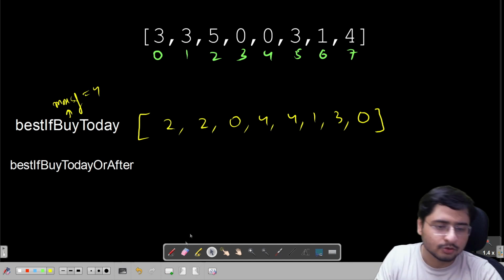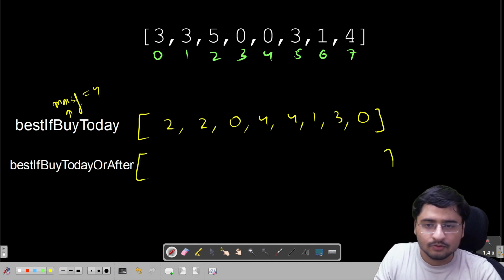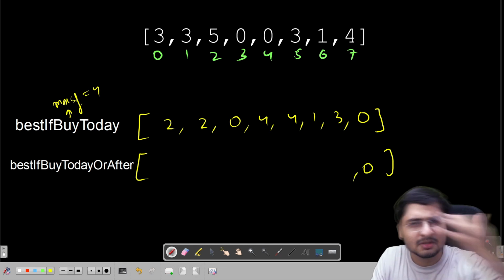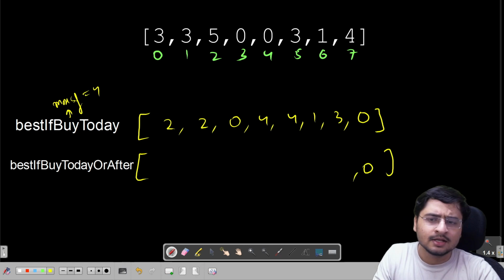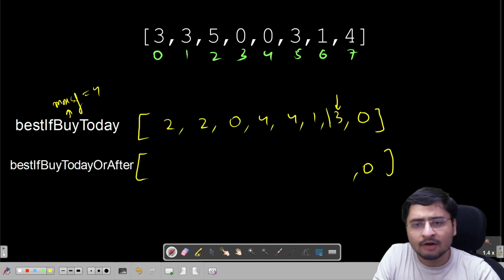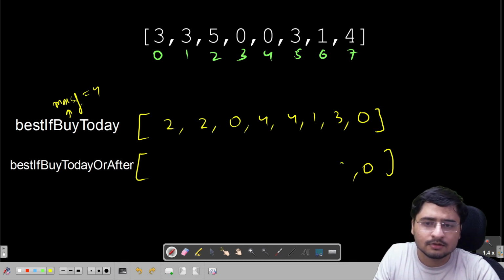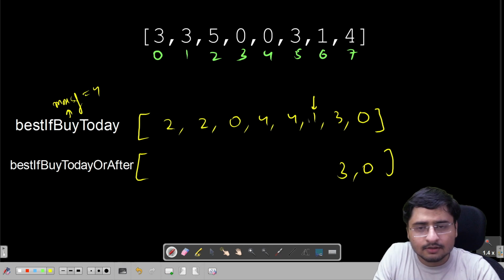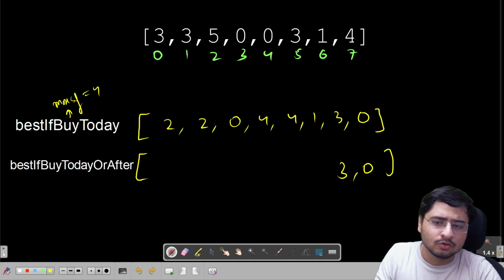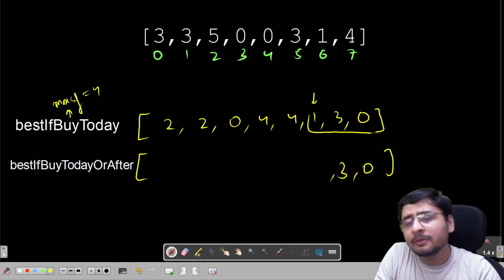I'm buying today or after today. So here, what is the best of all these? It's 0. Similarly, as we did in the last array, I want to buy today. I'll be able to make 3, or after today, what's the maximum? It's 3 only. So 3. I want to buy today and, let's say, sell on that particular day. So I want to buy today or maybe after today.